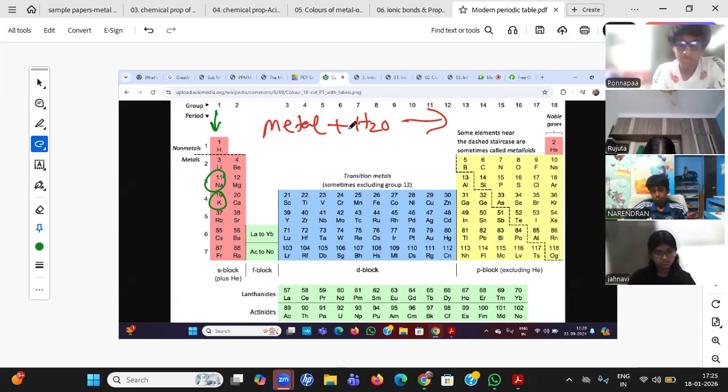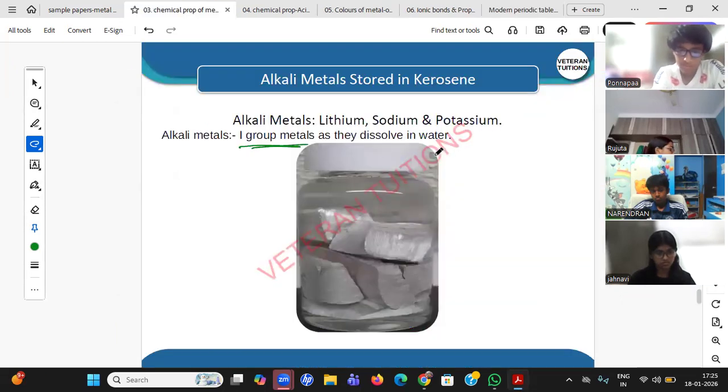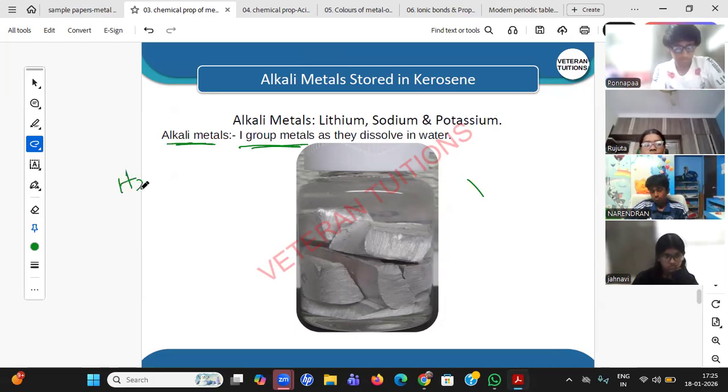Alkali metals like the group 1 metals dissolve in water fast. That's the reason they are called alkali. But if I want to store them, I'll store them in kerosene, which prevents contact with water and oxygen. Water and kerosene are totally different. Kerosene has covalent bonds, something like C and H bonds.